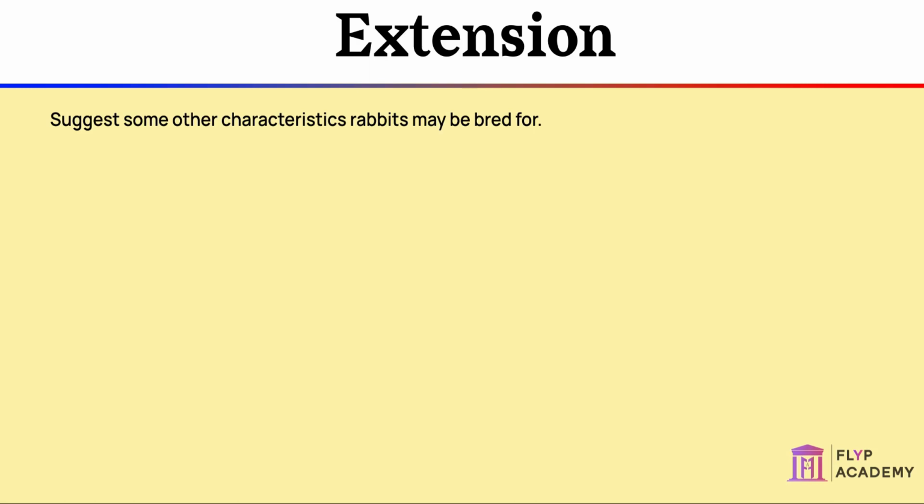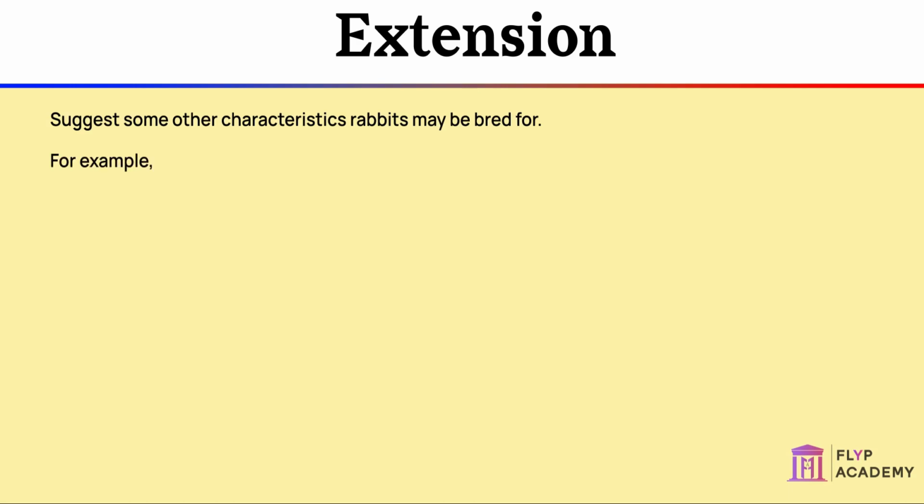The advantages of selective breeding is that a large amount of organisms with useful or desirable characteristics can be produced. This applies to plants and animals. This can increase food production for humans.